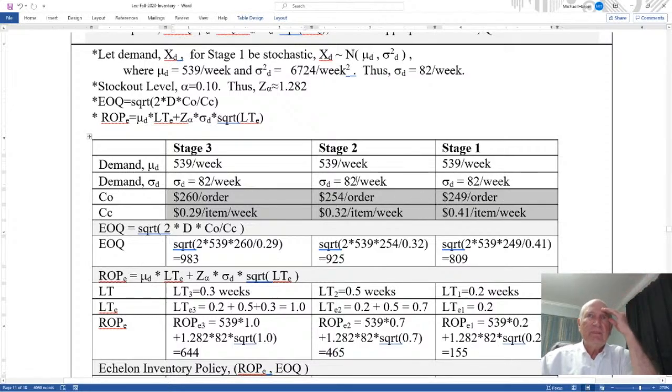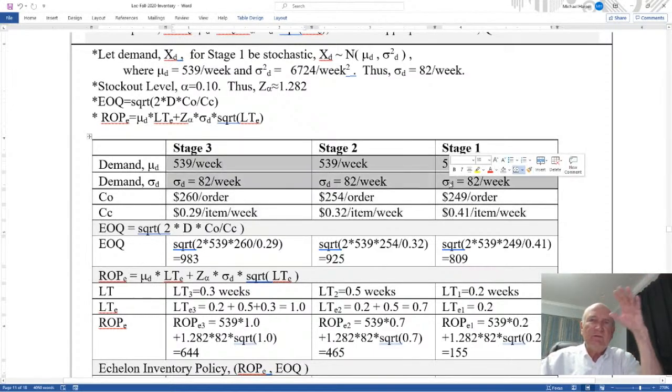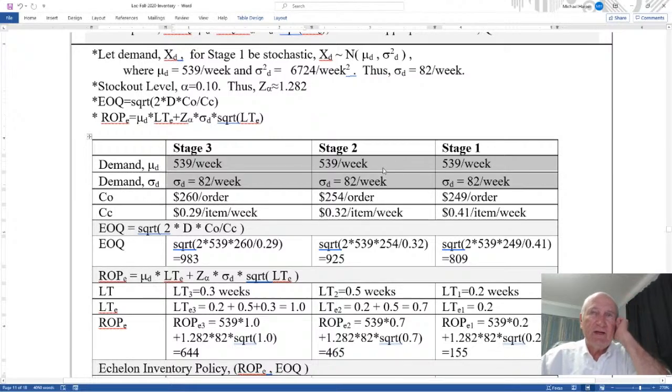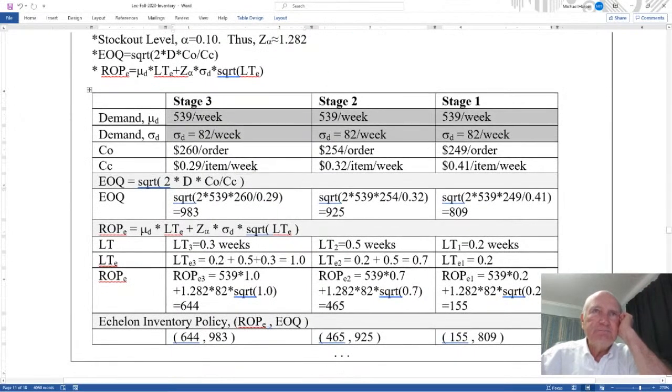That's no problem. The demand is going to be pretty much the same, we're assuming. It definitely is when you have centralized information. We'll talk about that later. But if you have decentralized information, the demand is going to be changing. That's where the bullwhip effect comes in. We're assuming it's the same to keep it simple. Now the EOQ here is the square root of 2 times the demand times the ordering cost over the carrying cost, and I do that, and there it is.